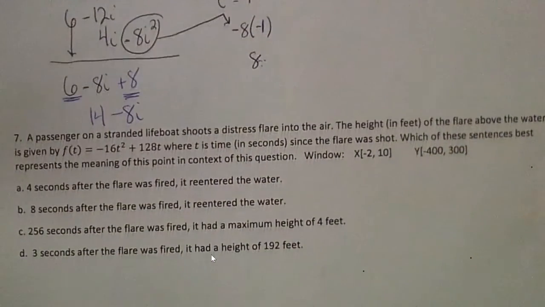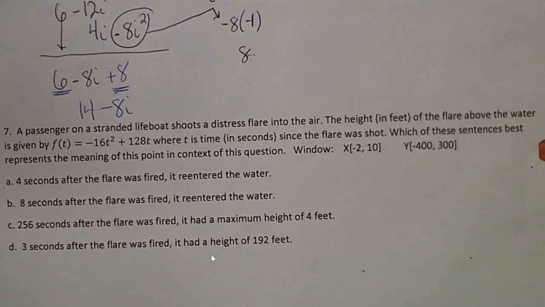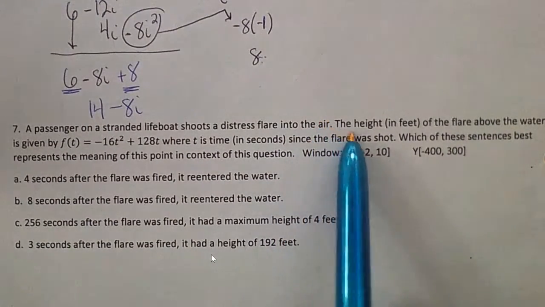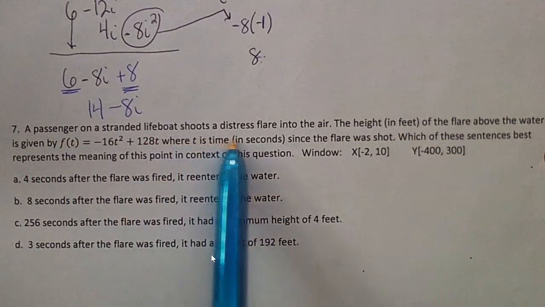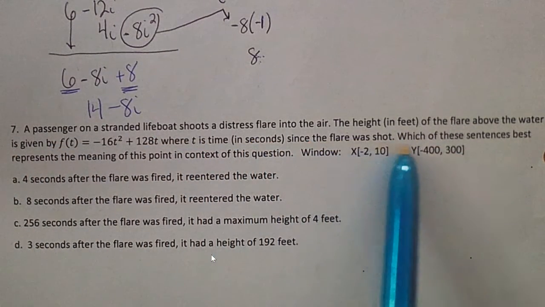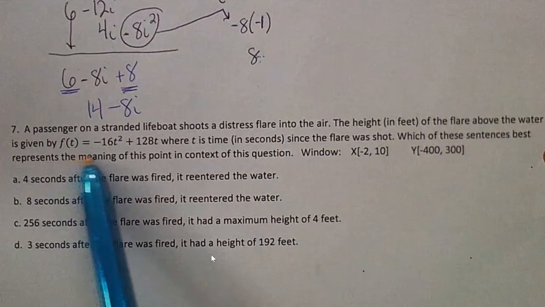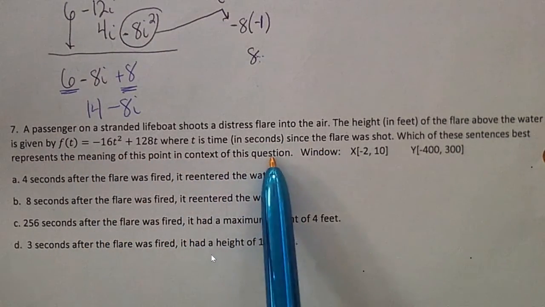All right, last one. A passenger on a stranded lifeboat shoots a distress flare into the air. The height, which is in feet, of the flare above the water is given by this function, where t is time in seconds since the flare was shot. Which of these sentences best represents the meaning of this point in context of this question?